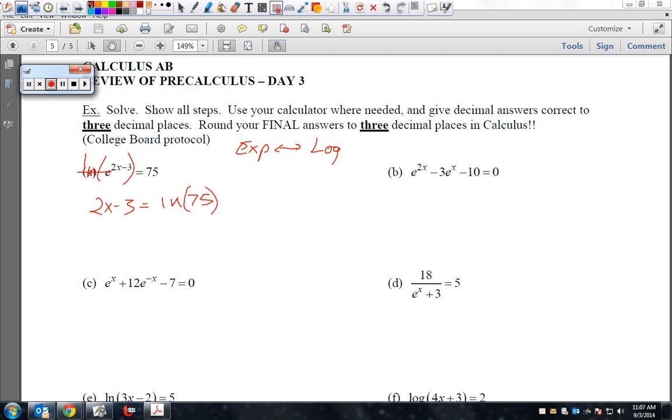Now, from here, all I have to do, and I can use a calculator in this, or I can write it, is I'm going to add 3 divided by 2. So x is equal to the natural log of 75 plus 3 divided by 2. Go ahead and put that into your calculator for the sake of speed. And to 3 decimal places, please tell me what you get.